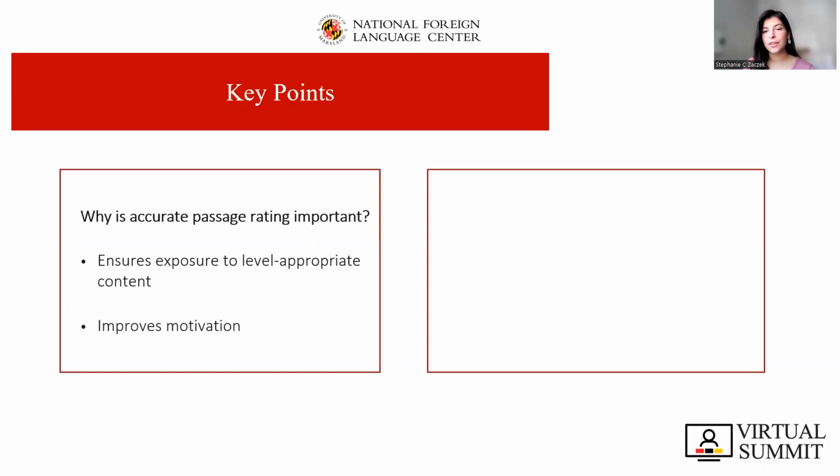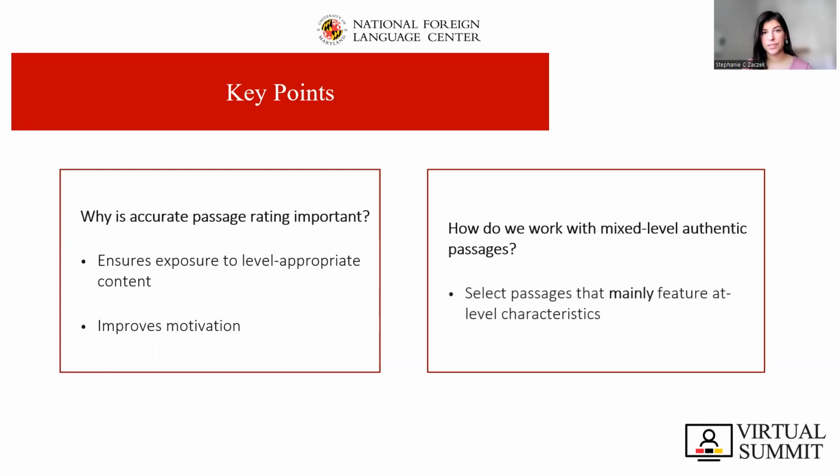That said, finding authentic passages can be difficult, and rating them can be even more of a challenge. This is especially true at the beginner level, where authentic passages often contain higher level features. The key is, to the best of your ability, to find passages that mainly have characteristics of the intended level, even if this means taking only a portion of a passage. Doing all of this will ensure that your passage is rated accurately and isn't overly complex or too simple for the intended level. And this will help better lead your students to success.